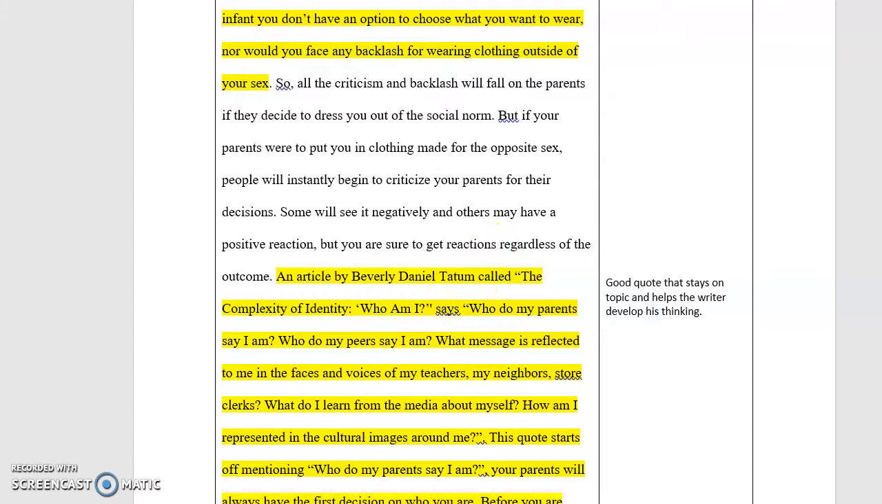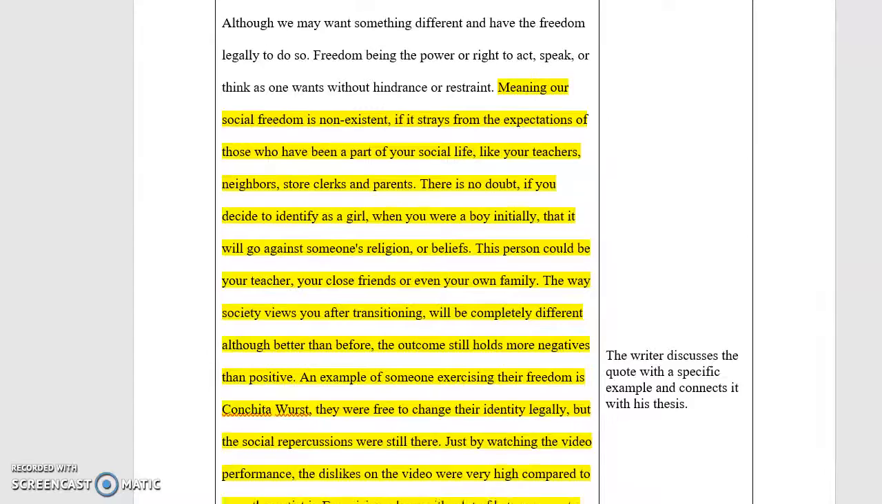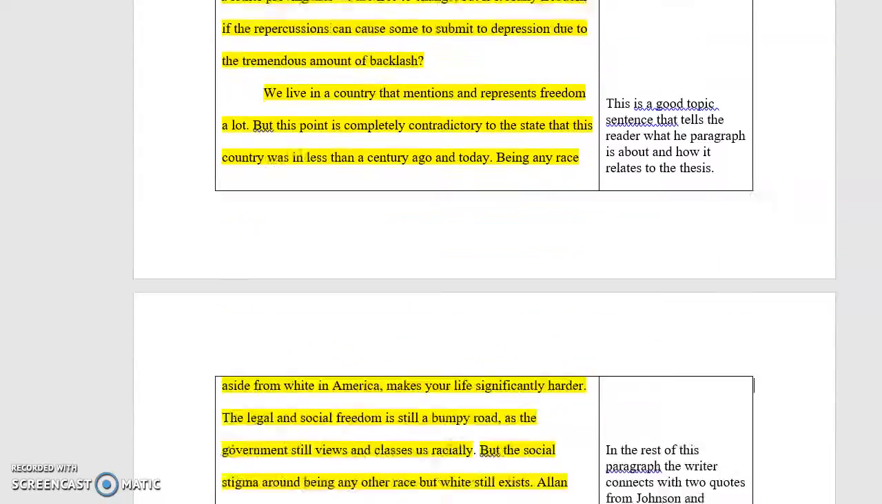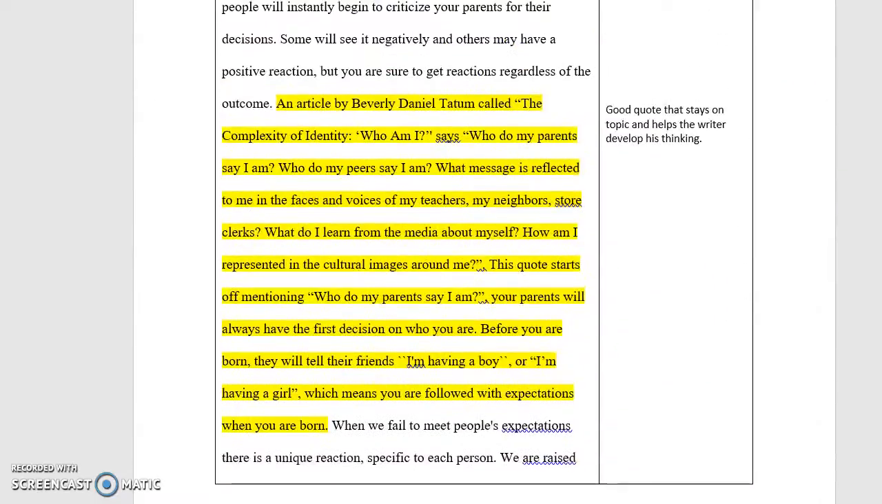So the second time this person quotes, let's see if we have a second quote here. We can't find one. There we go. Well, you don't have one here. But he might, in a second quote, say something like, Tatum also says, comma, quote, and then quote marks, and then have the actual quote.